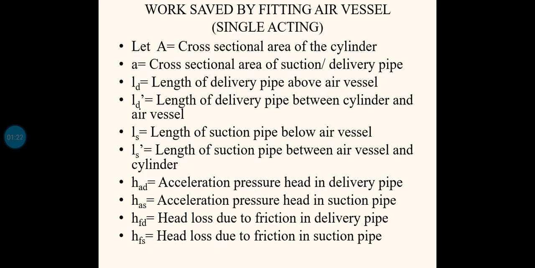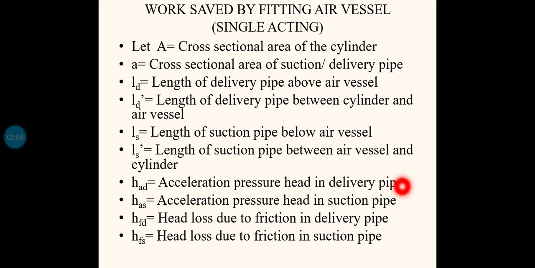Now coming to the derivation, LS is the length of the suction pipe below the air vessel, LS dash the length of the suction pipe between the air vessel and the cylinder, HAD the acceleration head in the delivery pipe, HAS the acceleration head in the suction pipe. We have the equations to calculate these two heads, but if you are calculating the work done or work required, these terms do not come in, because whatever the values of HAS and HAD, they make no difference to the work required, as the area of the indicator diagram remains constant. That we have already seen.